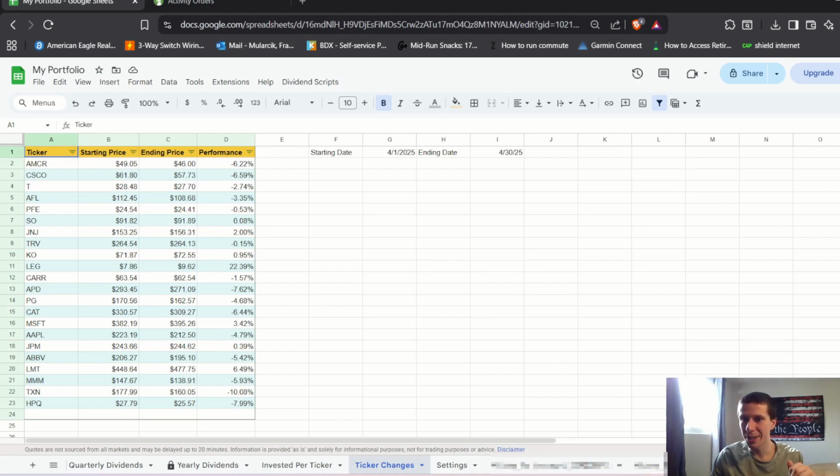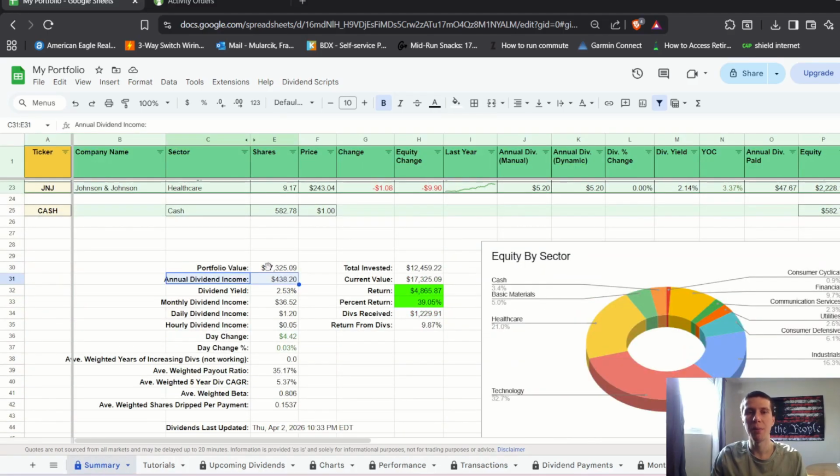Ticker changes, actually, we won't look at this right now. I don't really use that page much, but it can be helpful to see how your different companies are performing each month or over a longer period of time. Let's go back to the summary to see how some of the numbers have changed. Portfolio value is up by about $100 just because of the additional contributions, investments to the portfolio. And then dividend income is up by about $8 to $438 projected for the year.